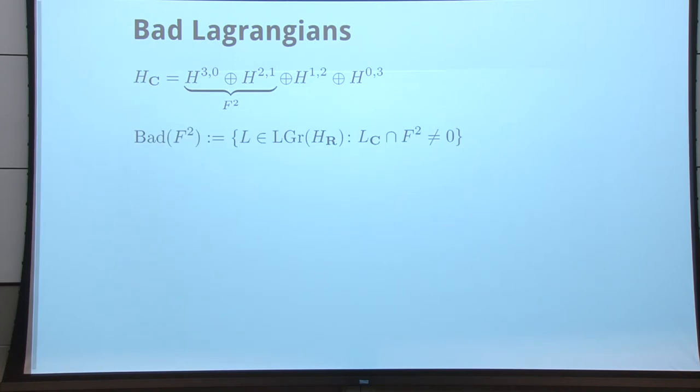What are the bad Lagrangians for F2? To each such element F2, you consider the collection of all real Lagrangians which satisfy this property: when you complexify them, they intersect this element F2. So this is just a definition.